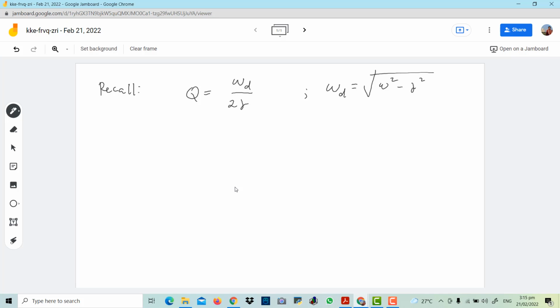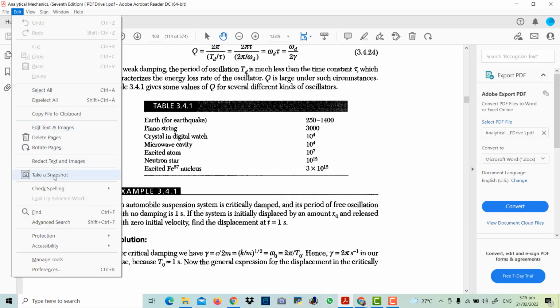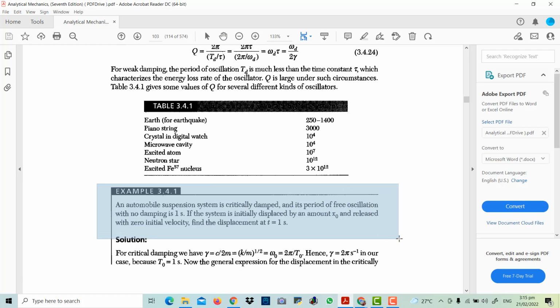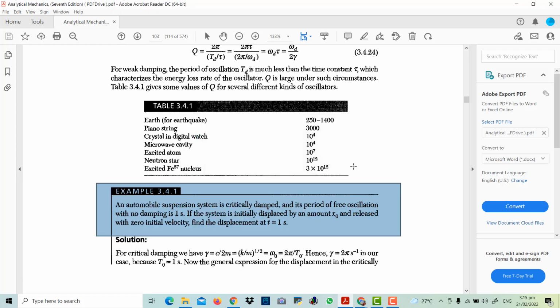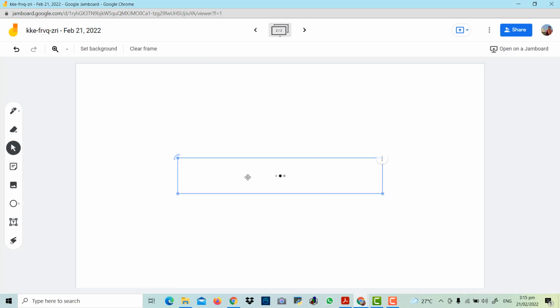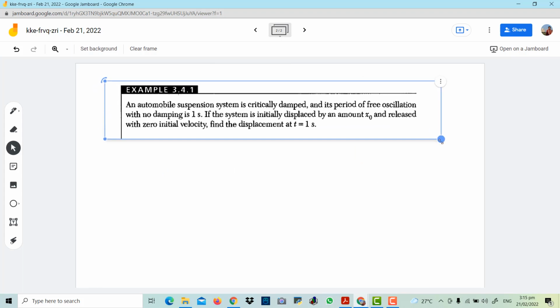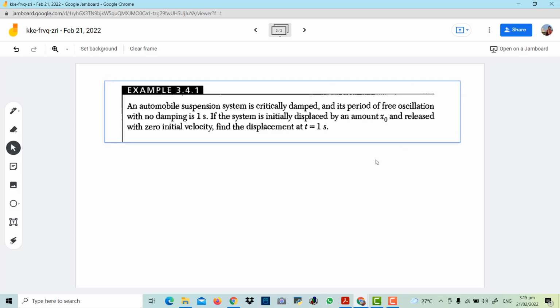Example 3.4.1. Okay. So we have this. We have an automobile suspension system that is critically damped. Okay, take note, the condition is that the damping is critically damped.